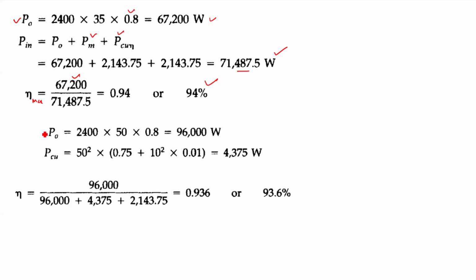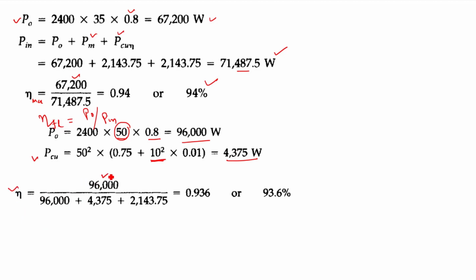Under full load condition, we need to find P out and P in. So P out is 2400 into 50, where 50 is your full load current, into 0.8. That is giving you 96,000 watt. And copper loss will be around 4,375 watt. Here we are substituting the full load current. Then we just substitute the values in the efficiency expression.